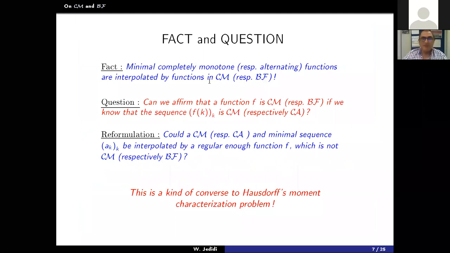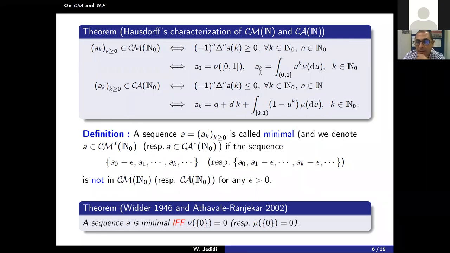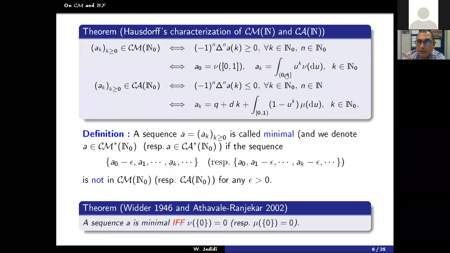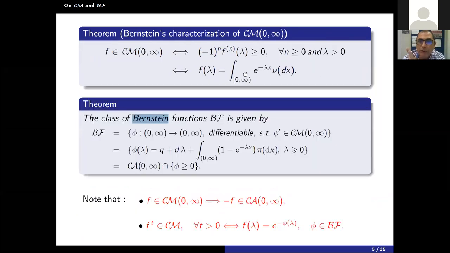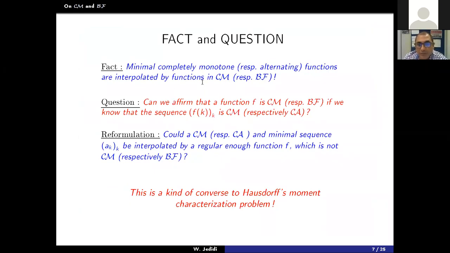So what is our problem? If you start from a sequence a_k, make a simple change of variable, put u equals exponential minus v. So you are modifying the measure. You are making a change of variable, u equals exponential minus v. Then exponential minus v will be in (0,1), and v will be positive. Then you recover a shape like this, exactly. It's a simple change of variable, and the same happens here. Then it's very obvious that if you start from a completely monotone sequence or alternating sequence, then it will be embedded into a completely monotone function, respectively, completely alternating function.